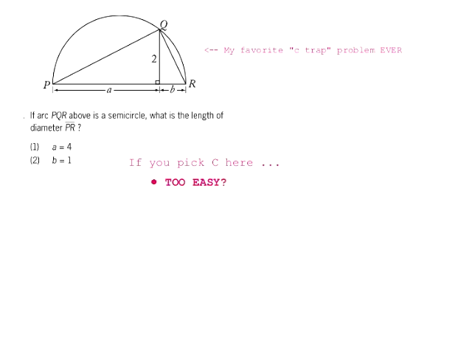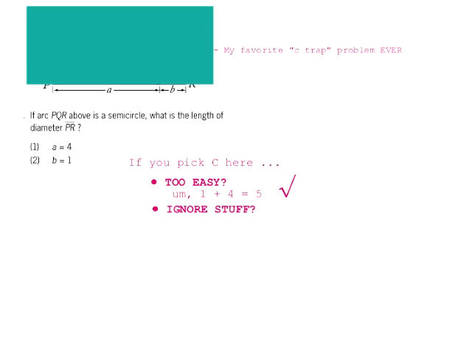Like, what? So, too easy? 1 plus 4 is 5. I'd say so. So, yes, this is way too easy. Check mark. Does it ignore stuff? Well, you darn well bet it does. I mean, if you're picking C to this problem, then you are basically saying I could ignore all the things north of that bottom line.